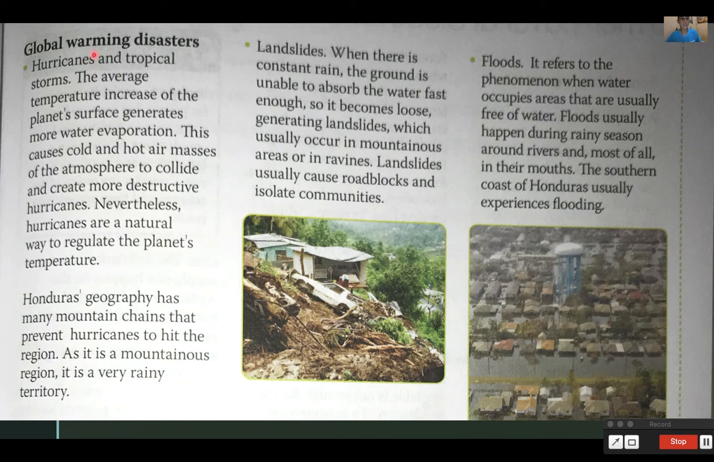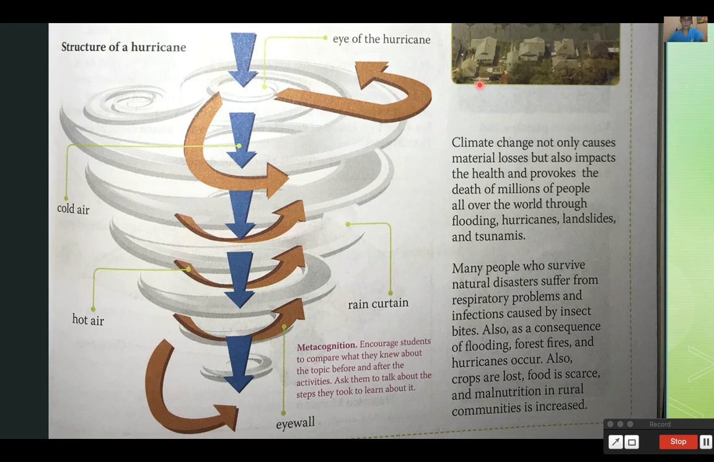Well, we have here some global warming disasters. We have hurricanes, we have landslides. Landslides is like when you are maybe in Tegucigalpa. We have a mountain right there and we have houses. So a landslide is when the earth falls down. Okay? Landslide es eso como cuando está la tierra y se desliza, ¿verdad? Y hay derrumbes. We also have floods. Floods son inundaciones. Hurricanes and all that. You know all these things.